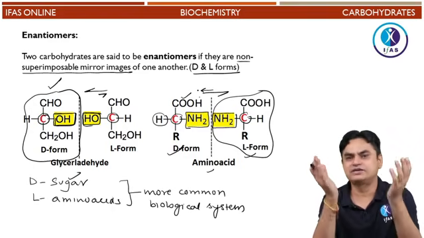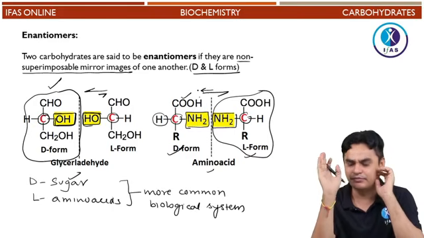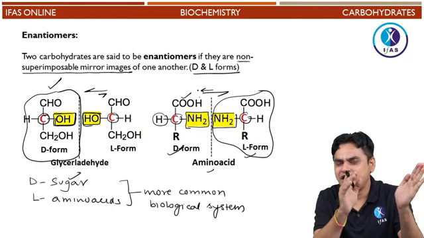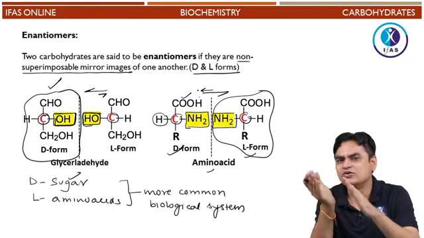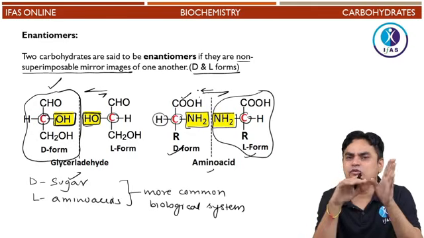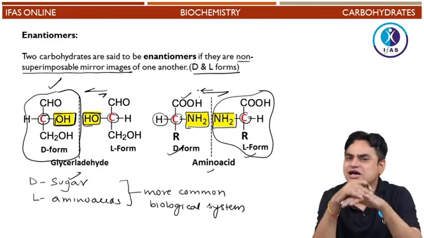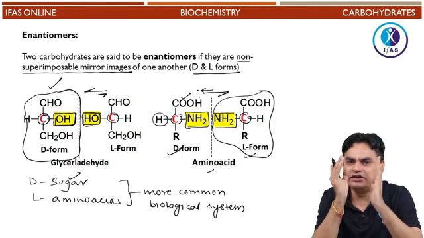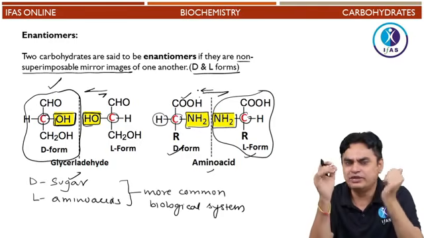So what are enantiomers? Enantiomers are simply mirror images of each other. So D-glucose and L-glucose, where the positions of all OH groups at chiral carbons change, are referred to as enantiomers. D-erythrose and L-erythrose would also be enantiomers.